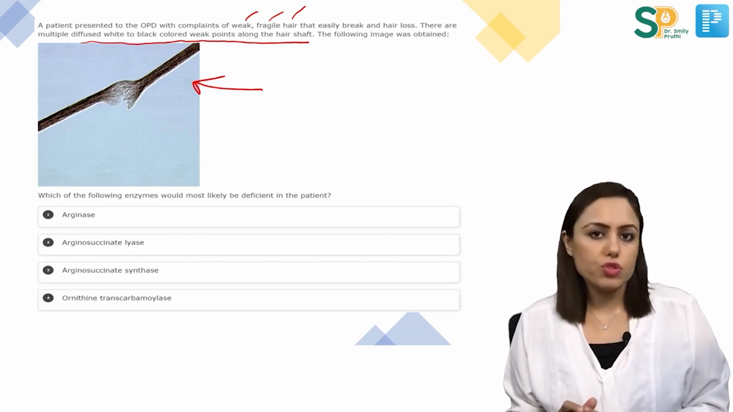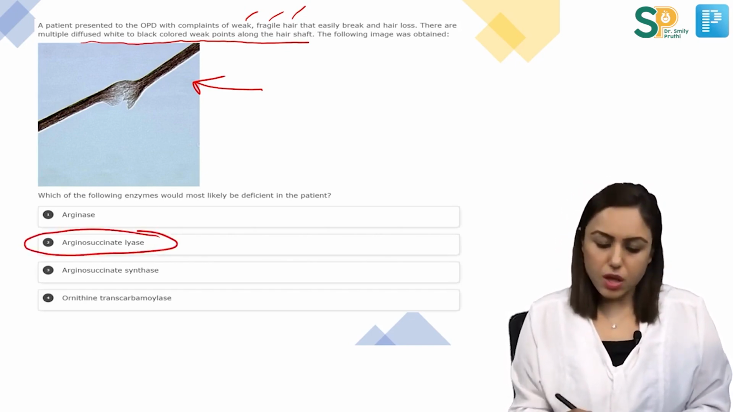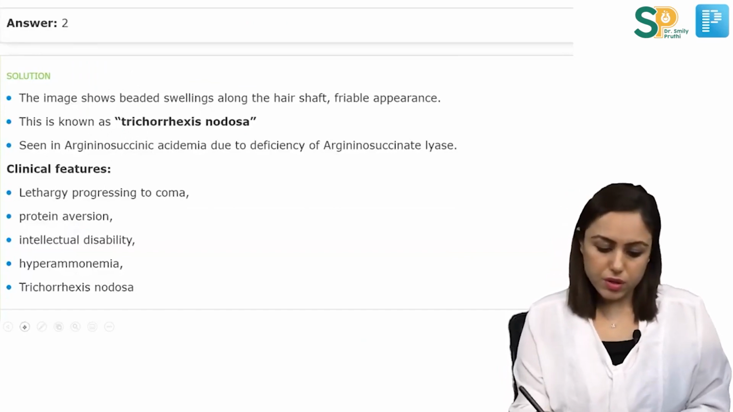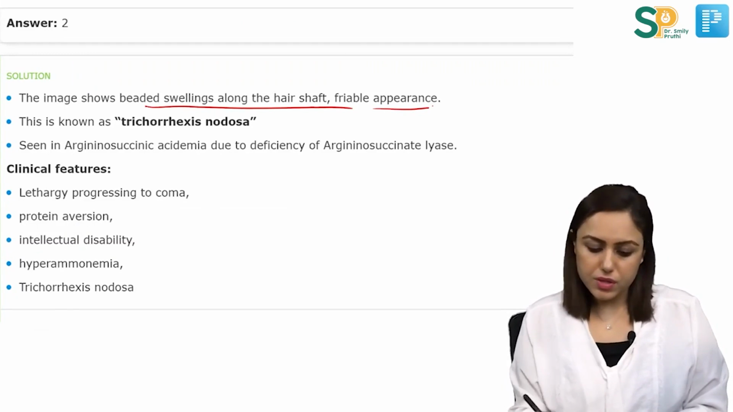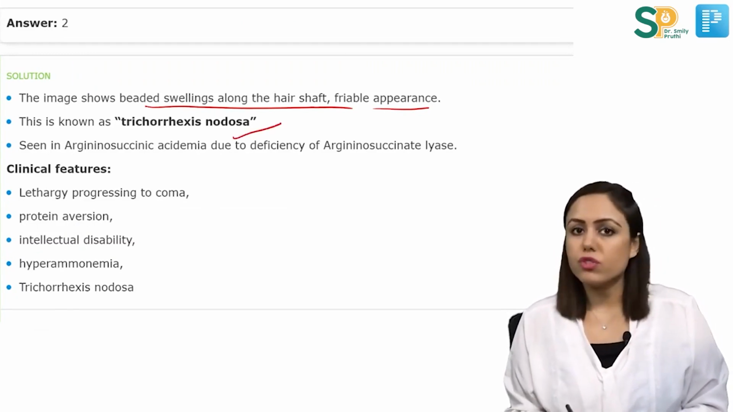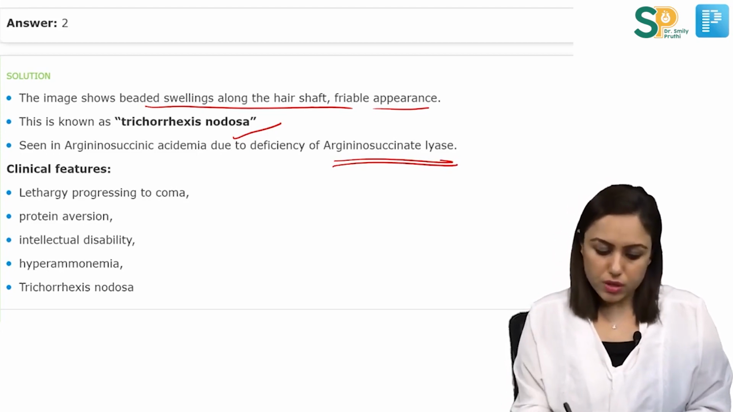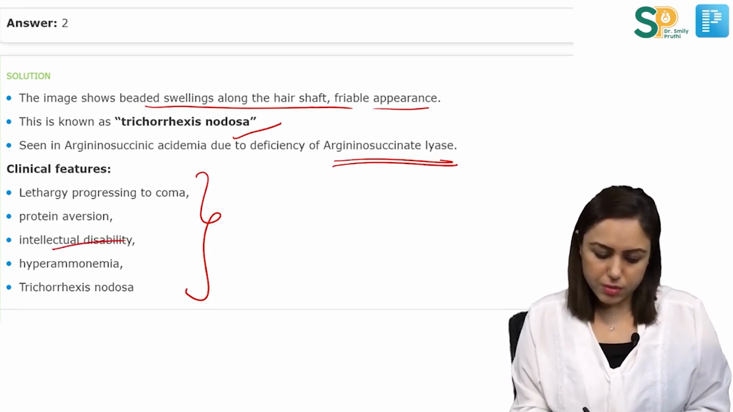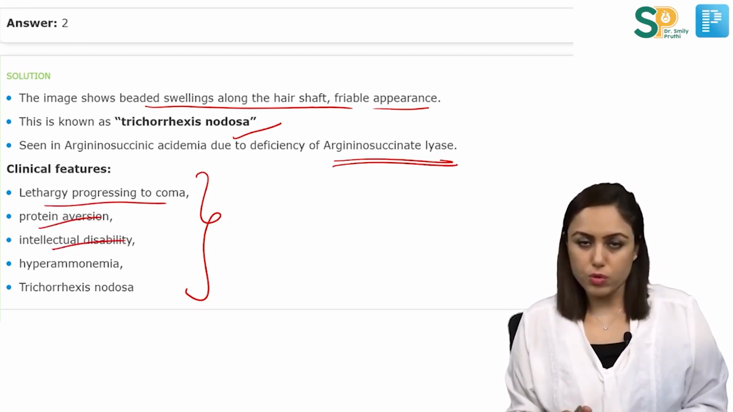So this is also a picture of urea cycle defect, and in arginosuccinate lyase deficiency there is trichorexis nodosa. So you can have a look here. The image shows beaded swellings along the hair shaft, that is friable appearance. This is trichorexis nodosa, which occurs in arginosuccinate lyase deficiency. So other clinical features of hyperammonemia, that is intellectual disability, protein aversion, lethargy, which can progress to coma also, right.